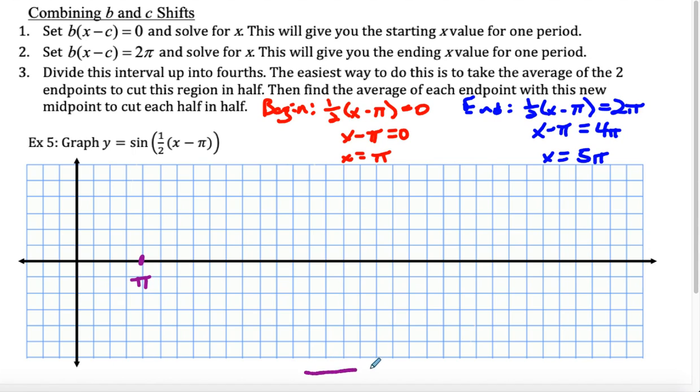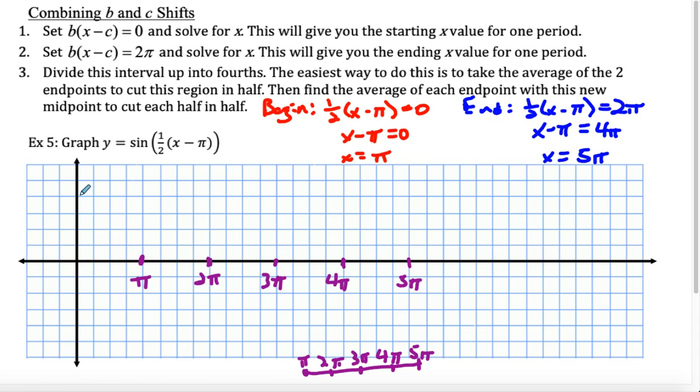Okay, now I'll put this down here real quick, but hopefully this is a simple one to find the points in between. Halfway in between 1 pi and 5 pi would be 3 pi, and halfway in between 1 pi and 3 pi would be 2 pi. Halfway in between 3 pi and 5 pi would be 4 pi. Okay, so those are my key points along the x-axis here. 1 pi, 2 pi, 3 pi, 4 pi, and 5 pi.